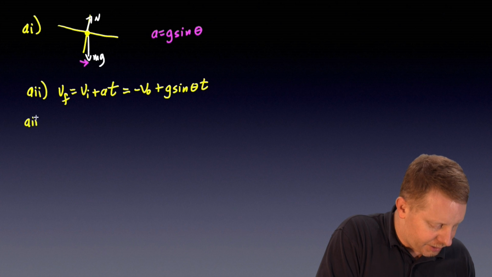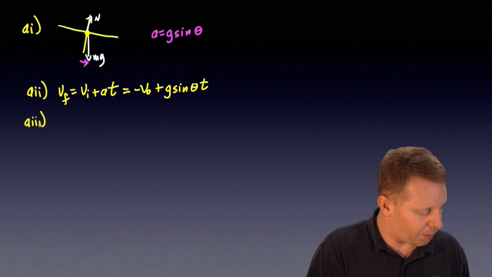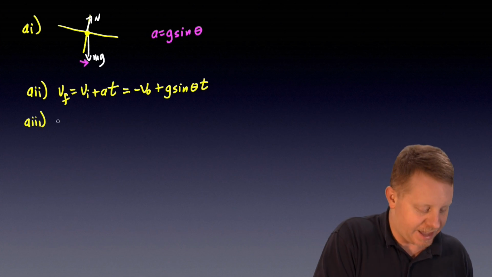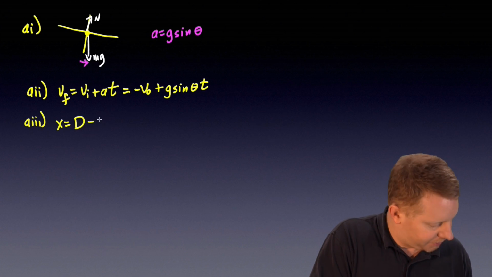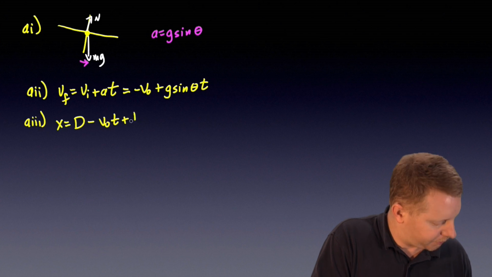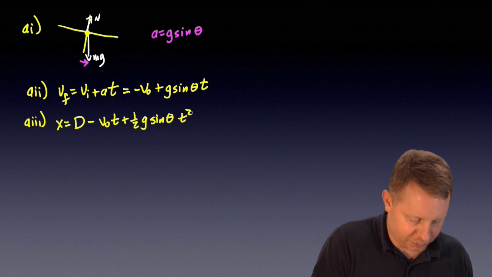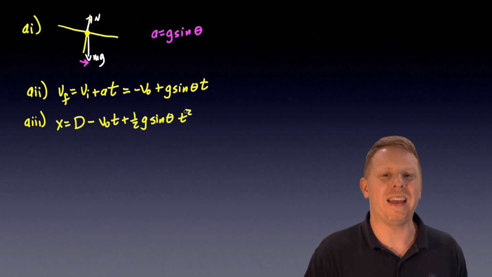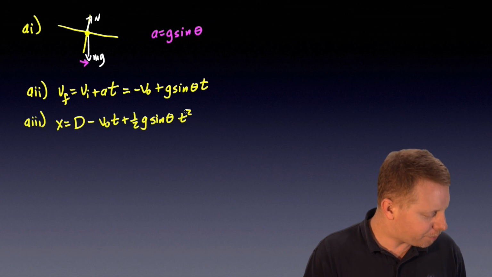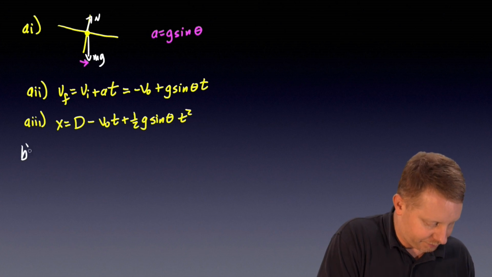For part A3, we're asked to determine an expression for the position of the block. Well, realizing we start at point D, capital D, our position is going to be equal to capital D minus v0 t plus 1/2 g sine theta t squared. Displacement is your initial velocity times t plus 1/2 your acceleration times the square of the time. Just your basic kinematic equations. So that's pretty straightforward.